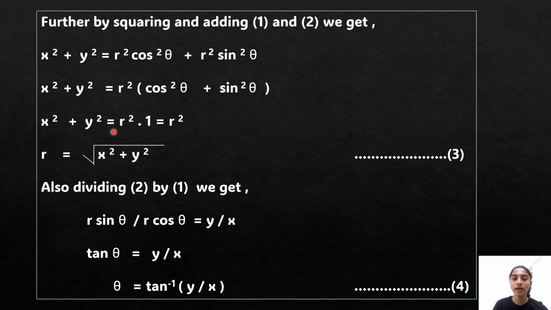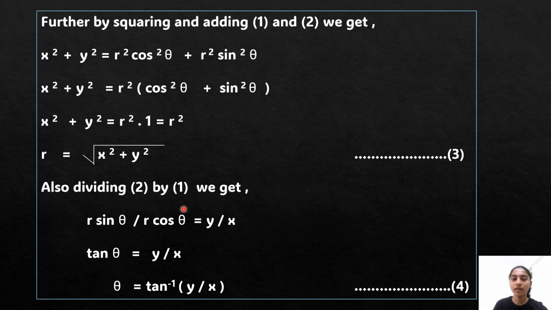So here x square plus y square is equal to r square into 1, which is equal to r square. So r is equal to under root x square plus y square. Here we will take this equation as the third equation. So next we will divide the second equation by the first equation.